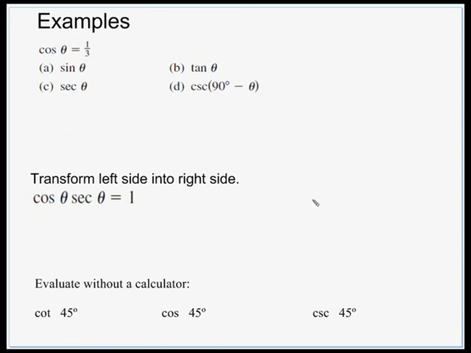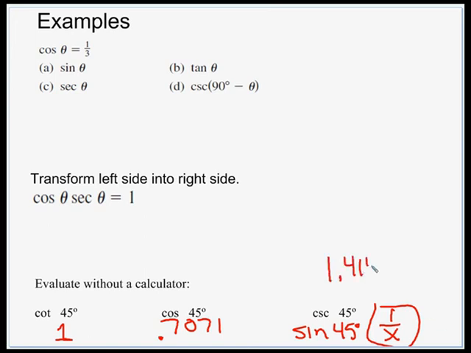These last 3 are just some practice pushing the buttons on the calculator. For the cotan of 45, if you do it right, you should get a 1. The cosine of 45, 0.7071. Most times trig functions are written to 4 decimal places. And the cosecant of 45. Remember, there's not a cosecant button. So I'd find the sine of 45 degrees, and then use the invert key, the 1 over x key, and you should get 1.4142.